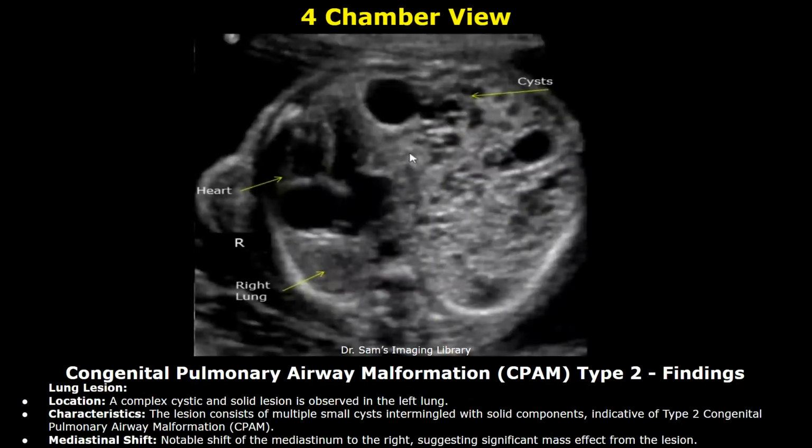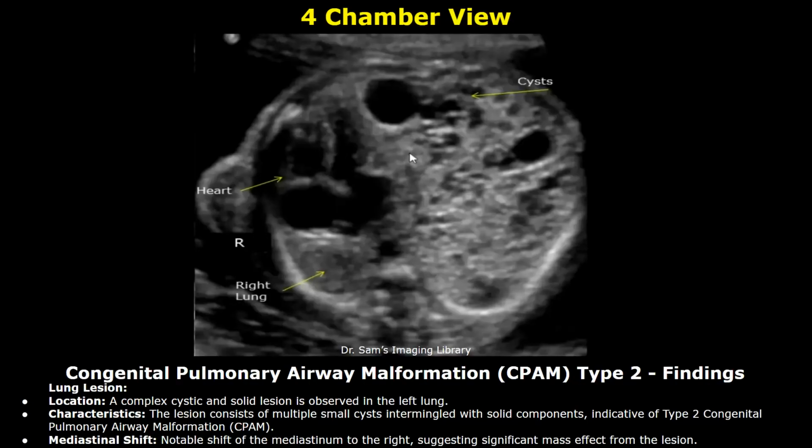Now we have a report of type 2 CPAM. These are the findings. Lung lesion. Location. A complex cystic and solid lesion is observed in the left lung. Characteristics. The lesion consists of multiple small cysts intermingled with solid components, indicative of type 2 congenital pulmonary airway malformation. Mediastinal shift. Notable shift of the mediastinum to the right, suggesting significant mass effect from this lesion.